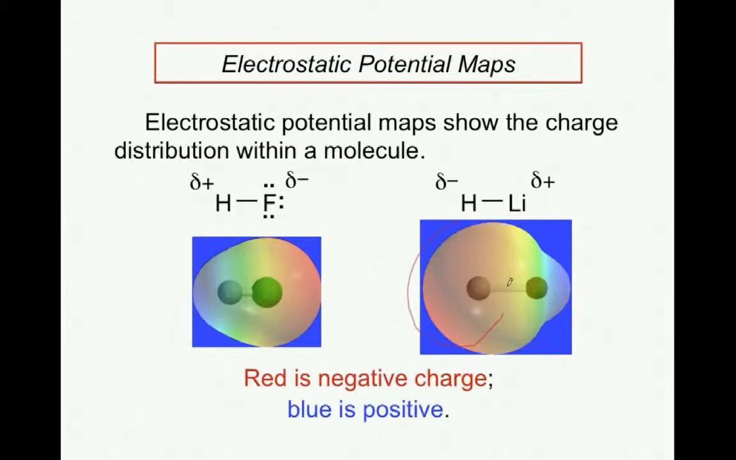Again, the red color in the electrostatic potential map shows us that there's a partial negative charge on the hydrogen in HLi. The blue shows us that there's a partial positive charge on the Li in HLi.